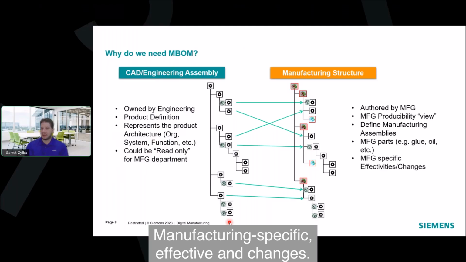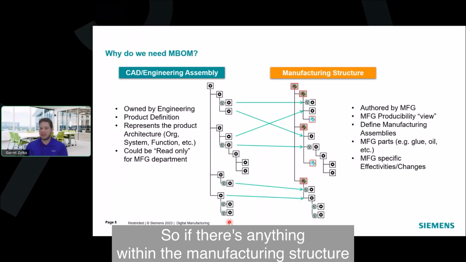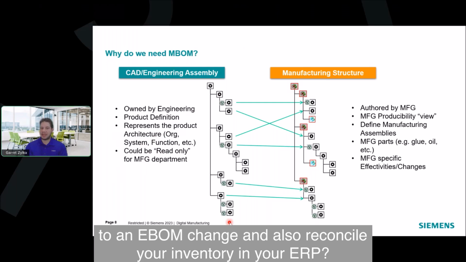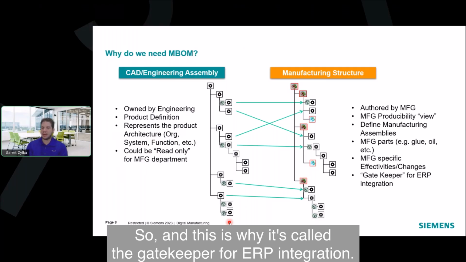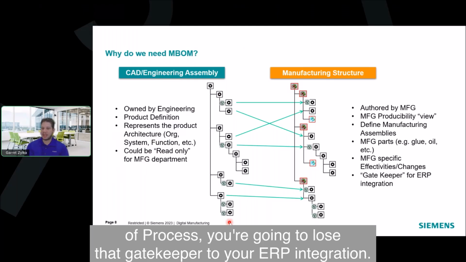Manufacturing-specific effectivity and changes. So if there's anything within the manufacturing structure that were to change, how is it going to drive data back to an EBOM change and also reconcile your inventory in your ERP? And this is why it's called kind of the gatekeeper for ERP integration. If the MBOM isn't produced and you go from an EBOM to a bill of process, you're going to lose that gatekeeper to your ERP integration.